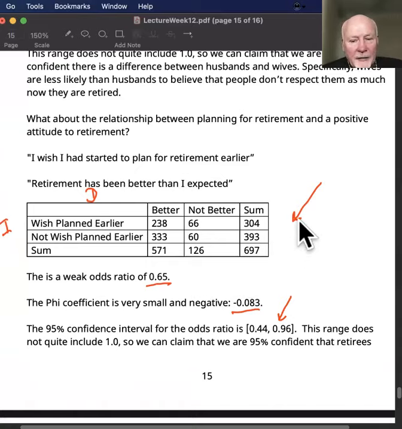But I thought there would be a bigger difference between men and women. I was expecting that a lot more men would have this view about not being respected when they'd retired.